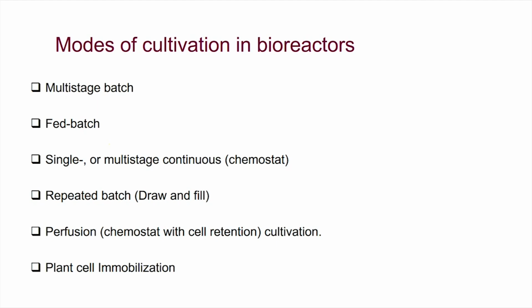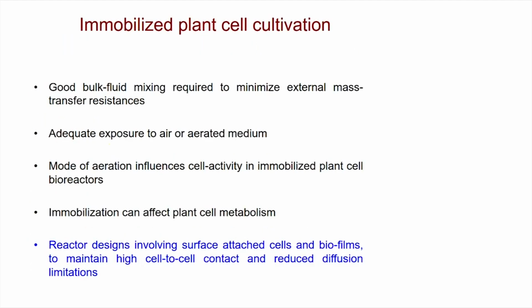So, chemostat with cell retention. Cell retention devices are also called perfusion reactors, and immobilized bioreactors. Now, for immobilized reactors for plant cells, what do you need? Good bulk mixing is required to minimize external mass transfer limitations, so that there are lesser boundary layers around the beads or the stagnated biofilm. Adequate exposure to air or the aerated medium is also needed.